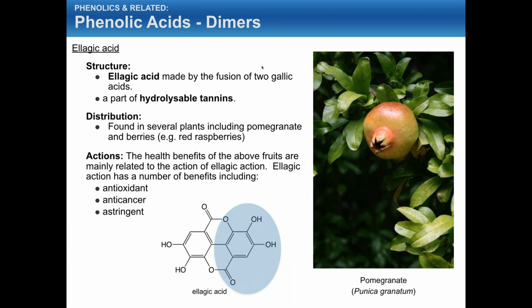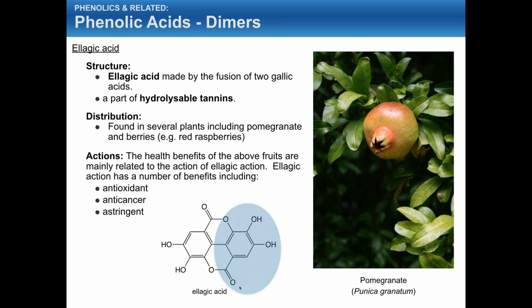Now, there is another important compound called ellagic acid. Ellagic acid is basically two gallic acid molecules stuck together. And ellagic acid is found in lots of different fruits and vegetables and herbs. Pomegranate contains ellagic acid. And I think pomegranate has a number of things in it that have an antioxidant effect. It has the red color, which we'll talk about later on, which are called anthocyanins.